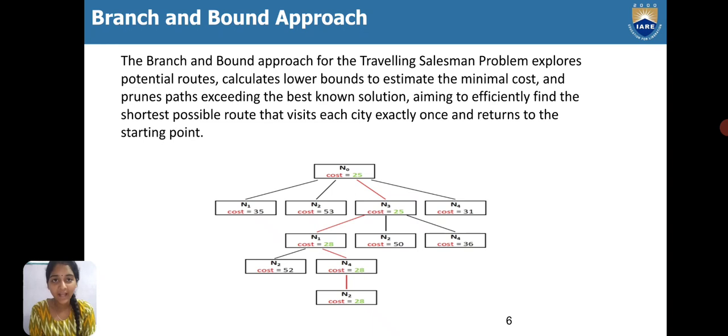Coming to the approach, branch and bound. The branch and bound approach for the traveling salesman problem explores potential routes, calculates lower bounds to estimate the minimal cost, and prunes paths exceeding the best known solution, aiming to efficiently find the shortest possible route that visits each city exactly once and returns to the starting point. So the salesman explores by calculating the minimum cost, and the starting and ending city is the same.